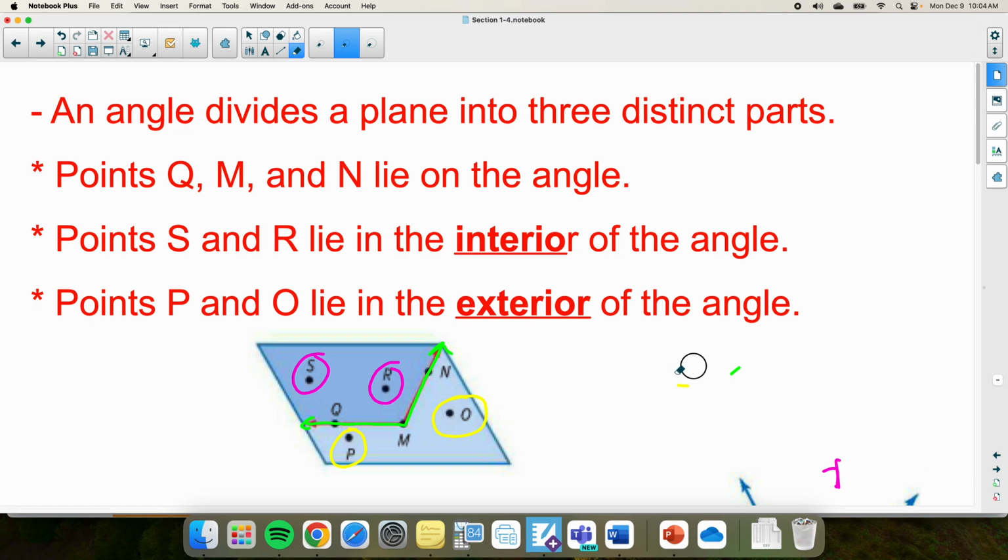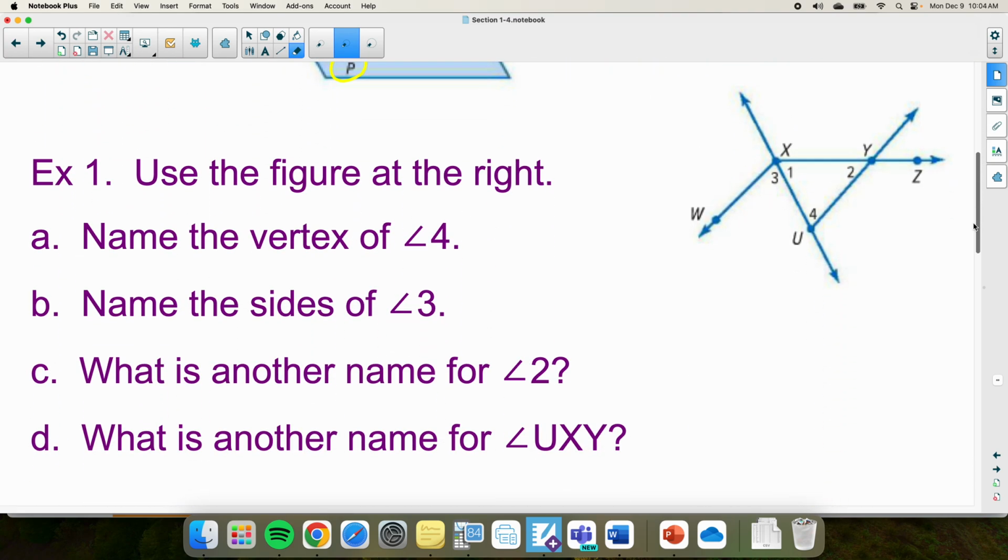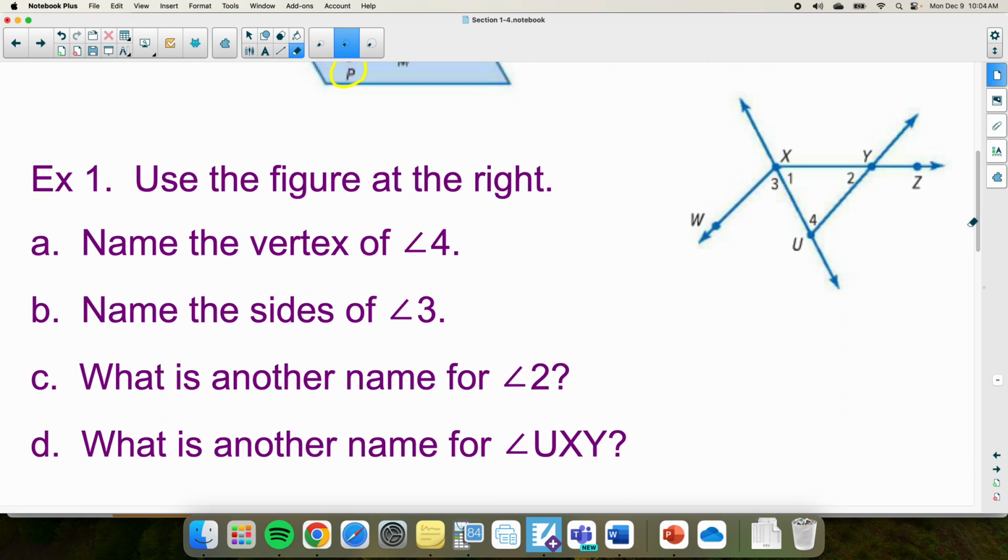Okay? So now let's go down here. If I were you, I'd take notes on this in your packet. So here's what your assignment part of it is going to look like today. It says name the vertex of angle 4. Angle 4 is this angle right here. In fact, I can draw over it. Okay, that's angle 4. What is the vertex of the angle? U. It's this point right here, which is U. Very good.